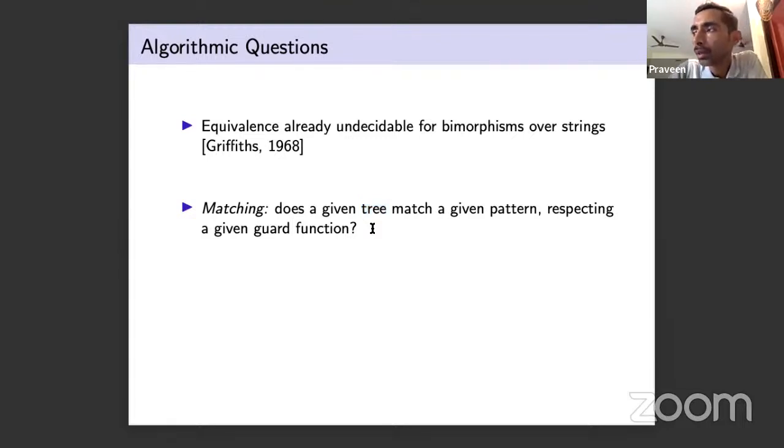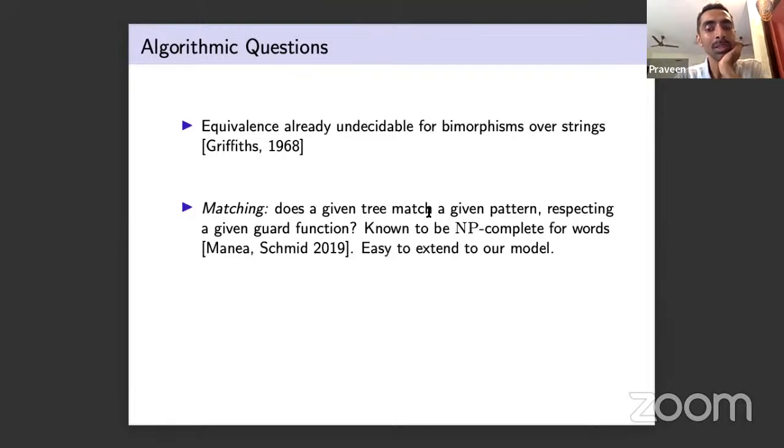And so again, Shivasi seems to always be one step ahead of me. He said that this is basically about guessing the existence of a substitution. And probably you have already guessed that this is an NP-complete problem. You just guess the existence of a substitution, and this is known to be NP-complete already for words, and it's not very difficult to extend this to our models on trees. So this is the matching problem.